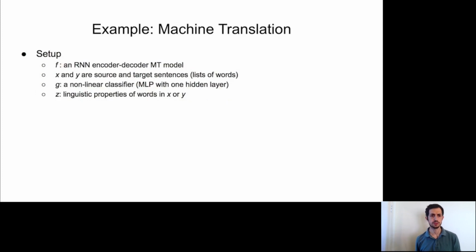So we'll use machine translation as an example here. Let's instantiate this setup. We have a neural net function f, which is, in our case, a recurrent neural net encoder-decoder machine translation model. X and Y are the source and target sentences, respectively. And G will be a nonlinear classifier. The results that I'm about to show will be with a multi-layered perceptron with one hidden layer. And Z will be various linguistic properties of words in either X or Y.